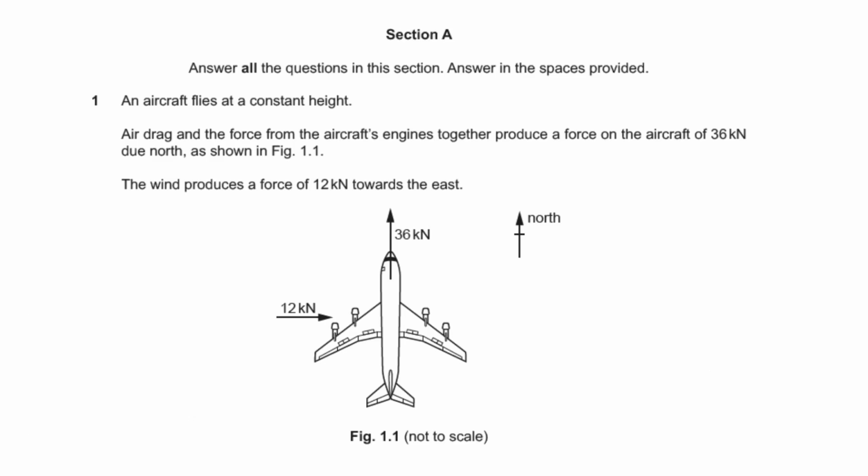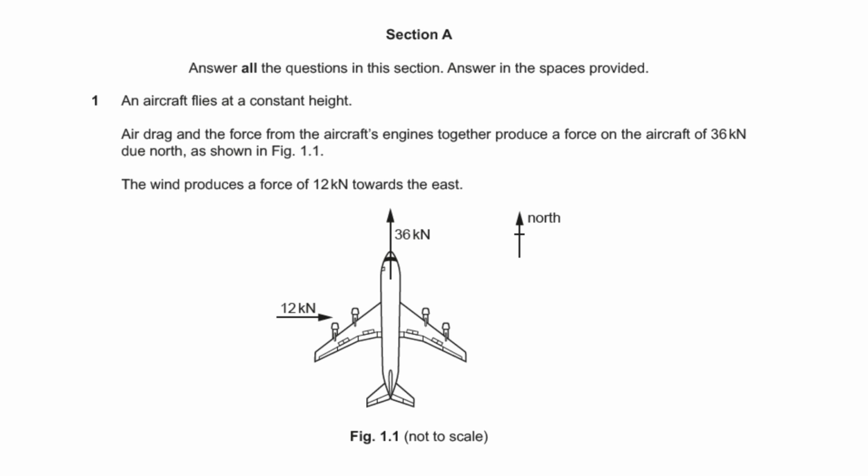So the first part, section A. We have to answer all the questions in this section. So first question, an aircraft flies at a constant height. The air drag and the force from the aircraft engines together produce a force on the aircraft of 36 kilonewton due north as shown in figure 1.1.